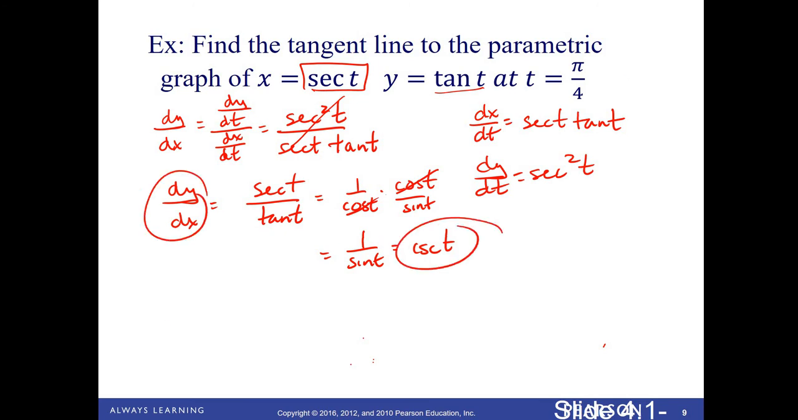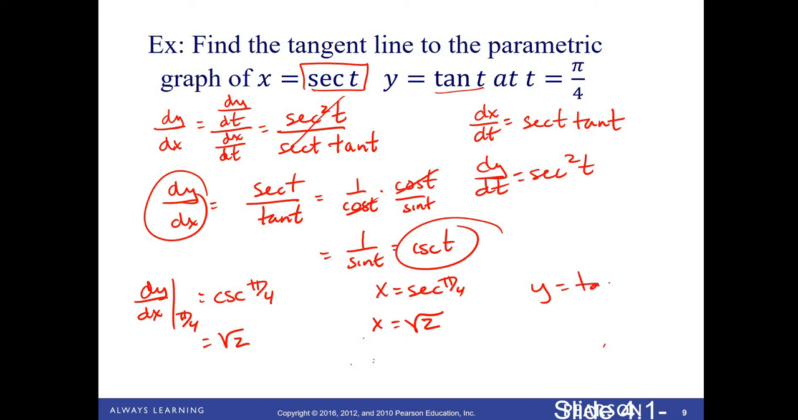If I want the tangent line, I need two things. I need the slope, so I need dy dx evaluated at pi over 4, which is the cosecant of pi over 4, which is root 2. I also need an xy ordered pair. So let's go back to our original. X is going to be equal to the secant of pi over 4, which is root 2 also, just a coincidence. And y is going to be the tangent of pi over 4, which is 1.